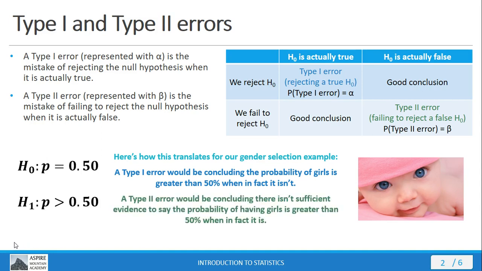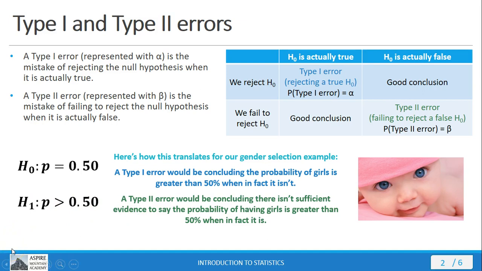A type 2 error, you just flip that around. You're going to conclude that there isn't sufficient evidence to say the probability of having girls is greater than 50% when in fact it is. So here the null hypothesis is actually false. The proportion is not going to be 50%. It's actually going to be greater than 50%. But we're going to end up failing to reject the null hypothesis, saying that there isn't sufficient evidence when in fact there actually is a higher proportion than 50%.